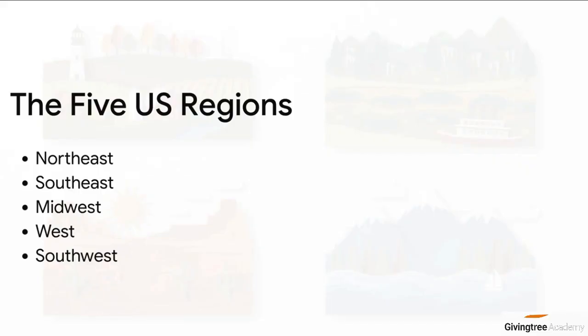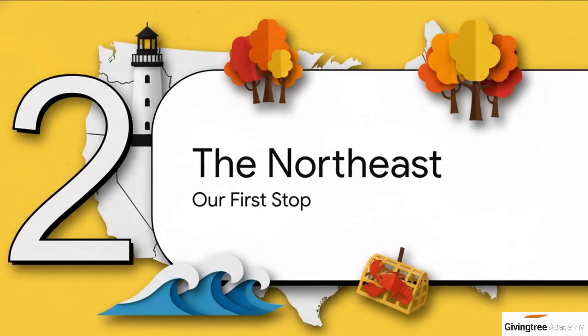All right, so the US is usually broken down into 5 main regions. As you can see on the map here, we have the Northeast, the Southeast, the Midwest, the West, and the Southwest. These are all the places we're going to visit on our tour today. Okay, are you ready for our first stop? We're kicking things off on our journey in the Northeast. Let's go see what makes it so special.